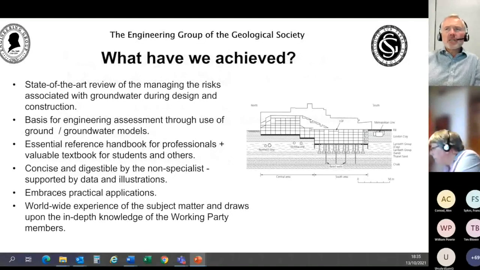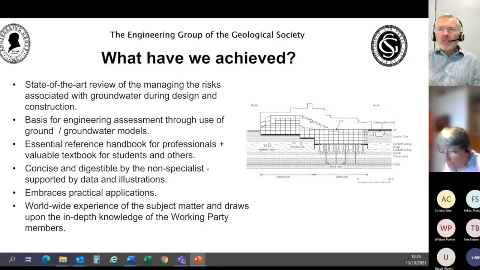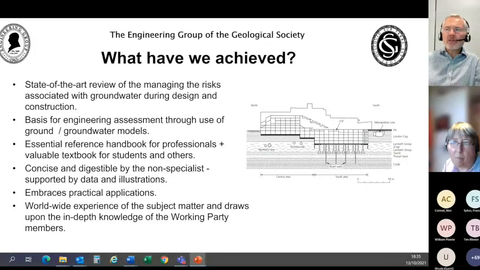So what have we achieved with this publication? It gives a state-of-the-art review of engineering geological considerations for managing the risks associated with groundwater during design and construction. The book provides the basis for engineering assessments through development of conceptual, observational, and analytical models to support those working with groundwater. It's a publication that will act as an essential reference handbook for professionals, as well as a valuable textbook for students and others.